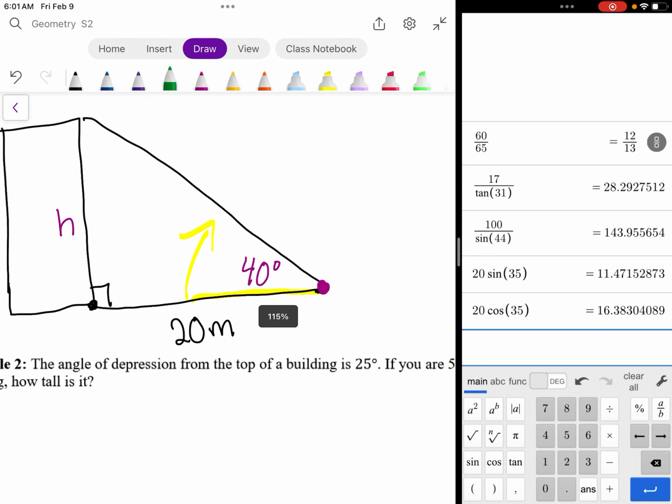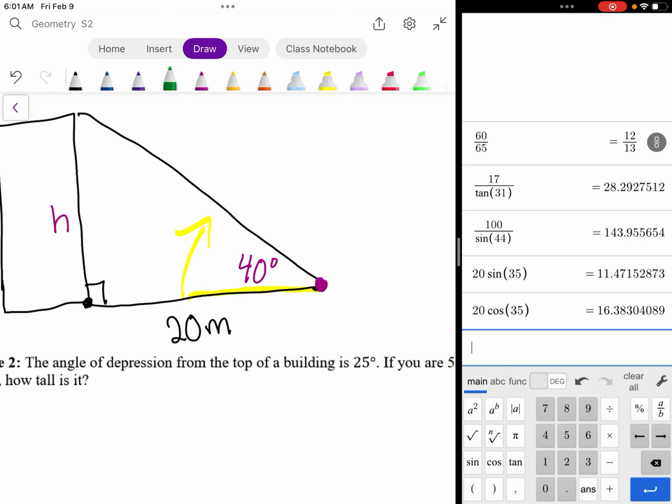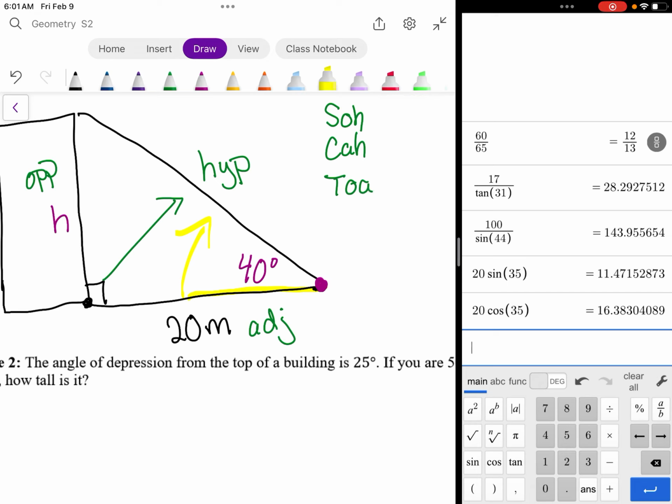Once you have your triangles set up, we're going to solve them the exact same way we have with our other trig ratios. We're going to label our opposite side and our adjacent side. And our hypotenuse is always opposite of that right angle. Then we need to decide which one of our SOHCAHTOA we are going to use to solve for the ratios. If we look at what they gave us, the adjacent side of 20 meters, and we are looking for the opposite side, which is H.